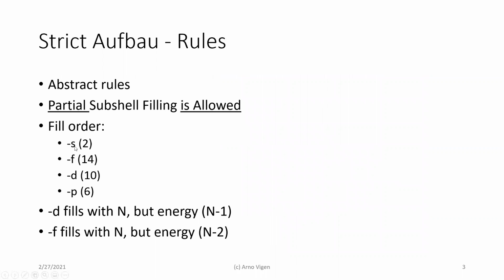Now, the fill order is always, as I said, subshell S first with the 2, subshell F with the 14 if it's there. Obviously, in a small molecule, it will not be. Subshell D with 10, and finally, subshell P with 6. And as I said, subshell D fills with n, but the energy is n-1. And subshell F fills with n, but the energy is n-2. Now, again, these are abstract, just numeric methods and rules you have to decide.